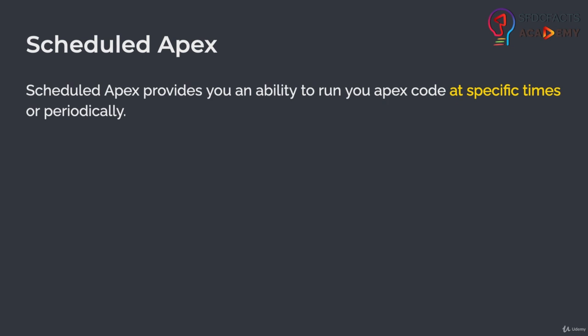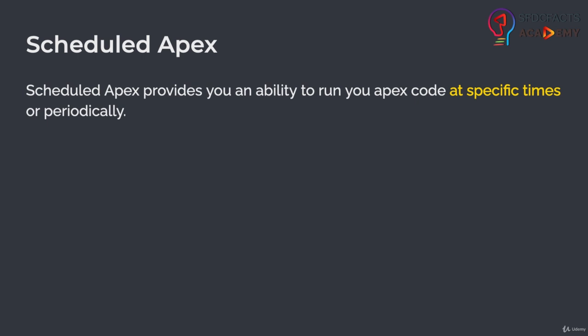Schedule Apex is a super powerful tool to make your Apex code run at specific times or to run it periodically with some recurring events. And you can run any type of Apex code within Schedule Apex. So it can be your synchronous code that you have written, or it can be any other async code as well, like maybe your batch Apex or your queueable Apex, or maybe your future methods as well.